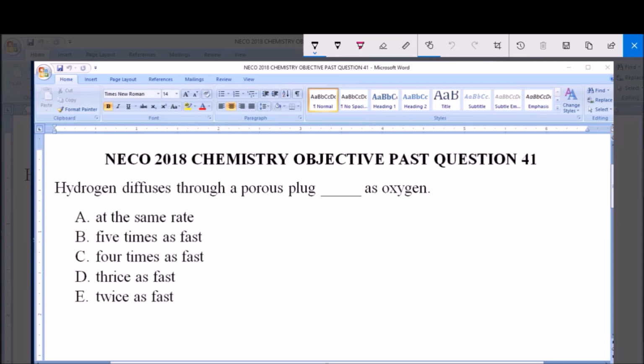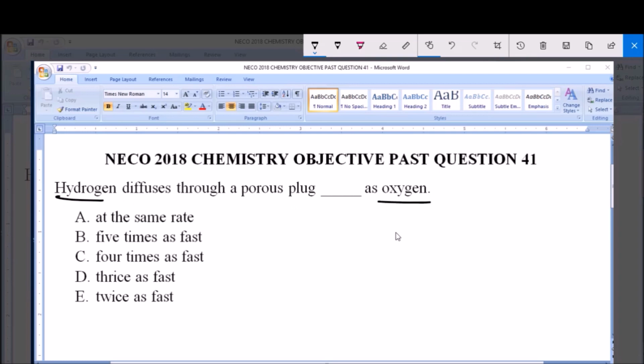I will be answering NECO 2018 Chemistry Objective Past Question 41. Hydrogen diffuses through a porous plug dash as oxygen. A. At the same rate. B. 5 times as fast. C. 4 times as fast. D. Thrice as fast. And E. Twice as fast. So now this question is just trying to compare the rate of diffusion of hydrogen to that of oxygen.